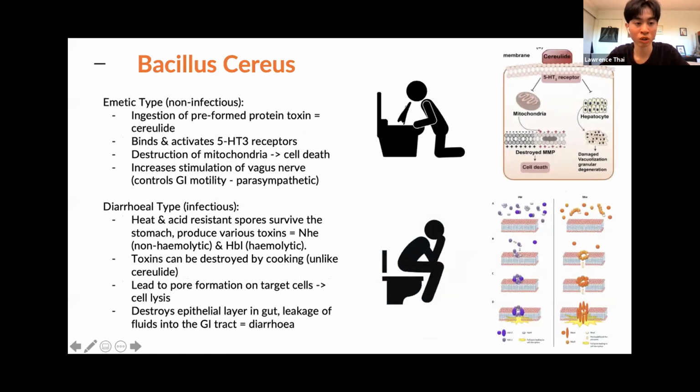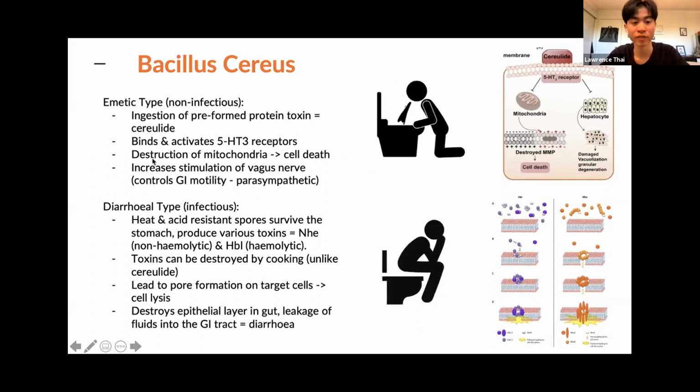So the emetic non-infectious type, that was the preformed toxin. The toxin is known as cereulide, and it's a protein toxin. And how it works is once it gets to your small intestines, it's able to bind to receptors called 5-HT3. These are known as serotonin receptors. And basically what it does is it activates them, and it mucks up your cells. Basically, it changes the cell functions.